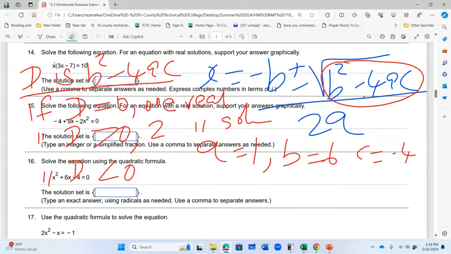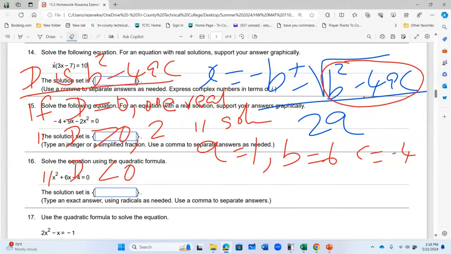The coefficient of the linear term is -9, and that is B, not A. The constant term is -1. Then what I do is check the discriminant first. So I'm going to check the discriminant.